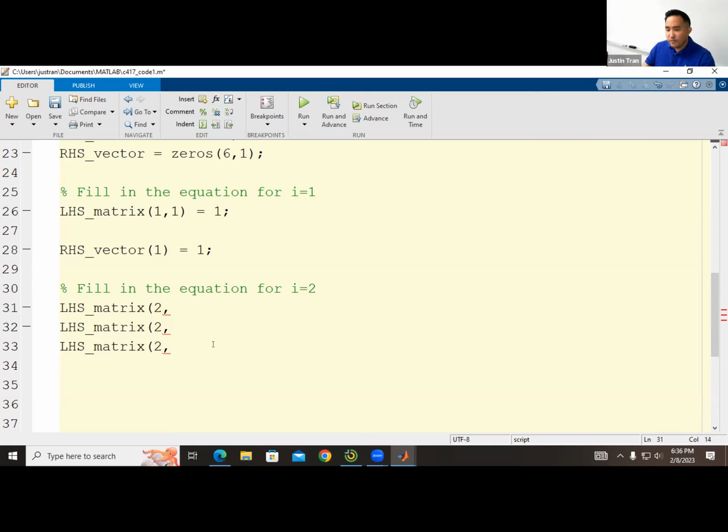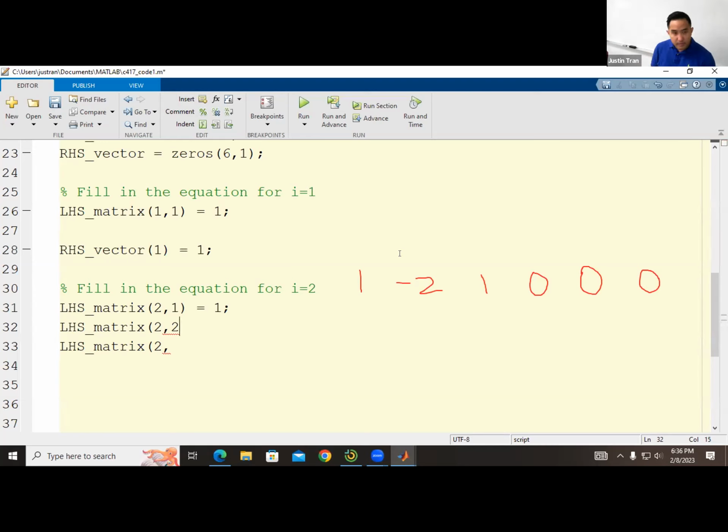All right, so let's start with the leftmost entry in row 2. If we look at the pattern, row 2 of the matrix looks like this. We have 1, -2, 1, 0, 0, 0. Remember, for the zeros we don't have to do anything, because our matrix is already starting at zeros. And so we only have to worry about the non-zero entries. The entry at 2, 1 is going to be 1.